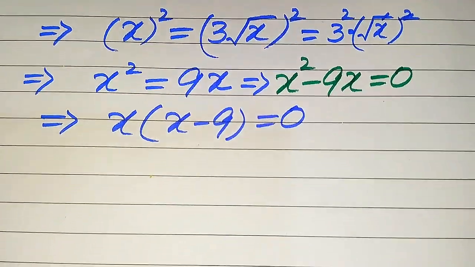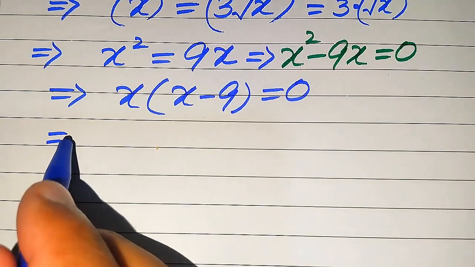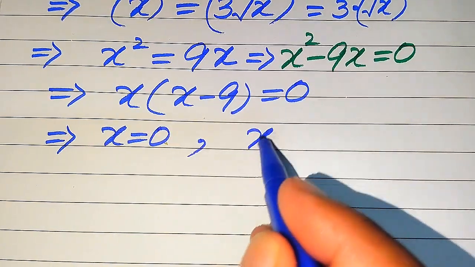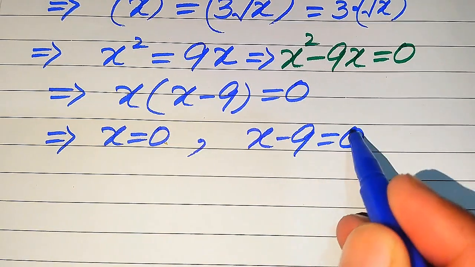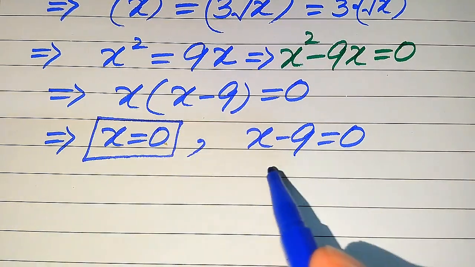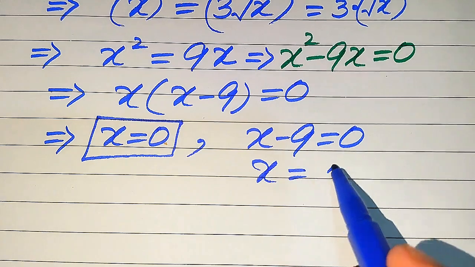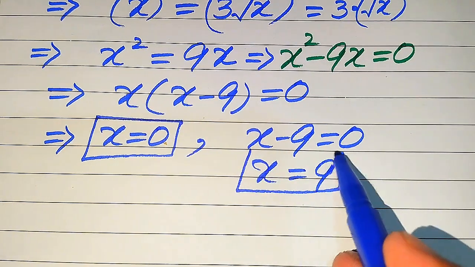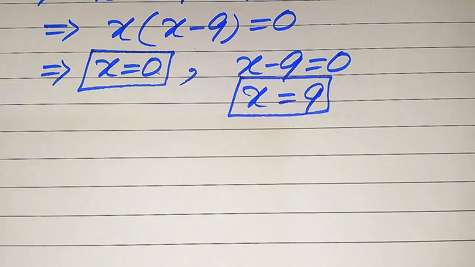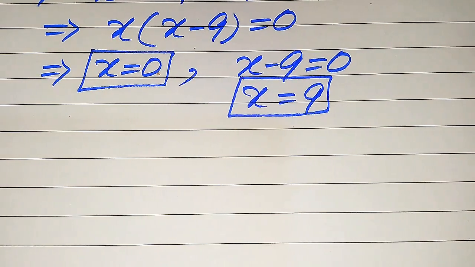And now we divide this equation into two cases. The first case is we write x equals 0, and the second case is we write x minus 9 equals 0. So this is the first root of the given equation, and from here we get x equals plus 9, and this is the second root of the given equation. So here we get both of the roots of the given equation in the first method.